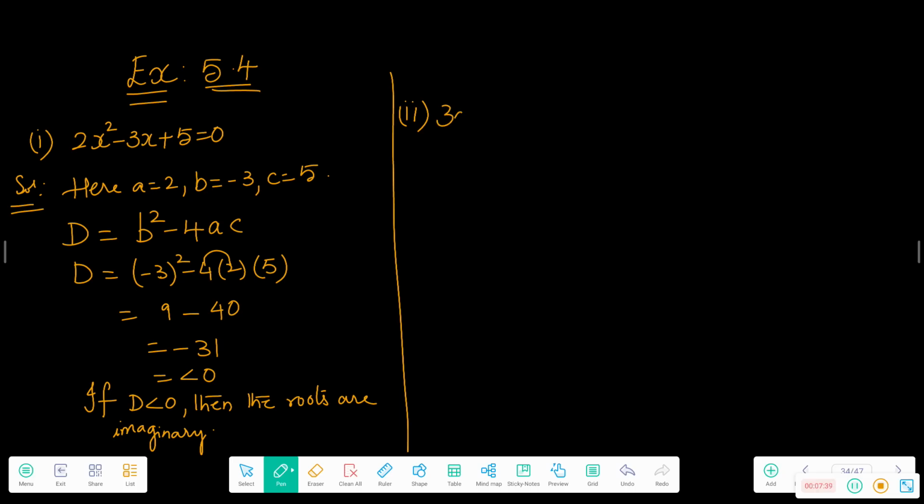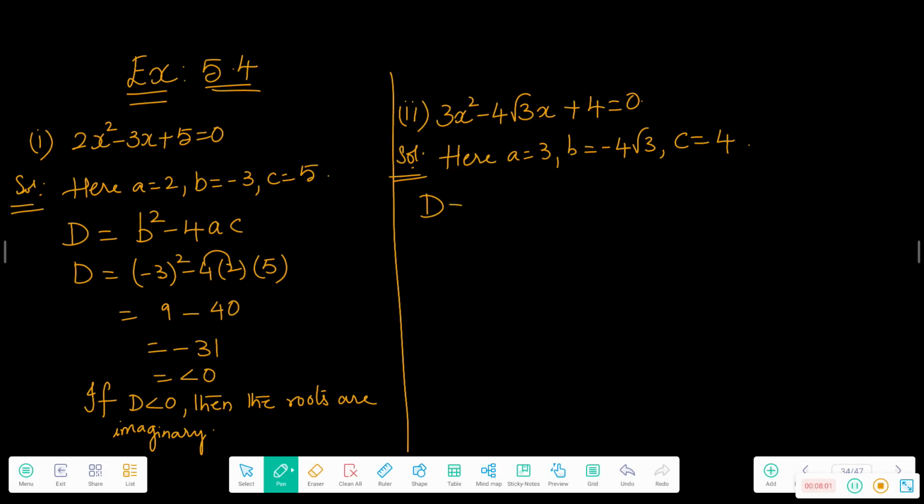3x square minus 4 root 3x plus 4 is equal to 0. Now here a value is 3, b value is minus 4 root 3 and c value is 4.